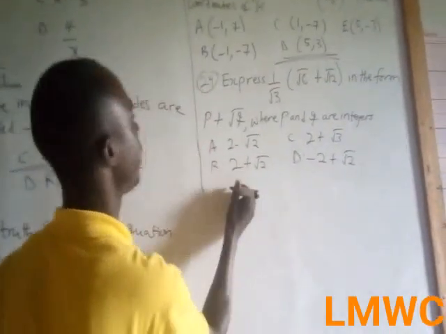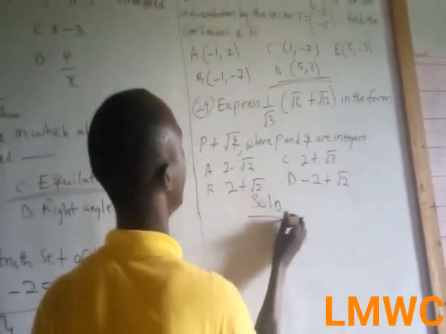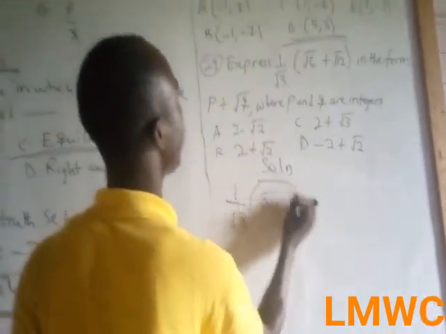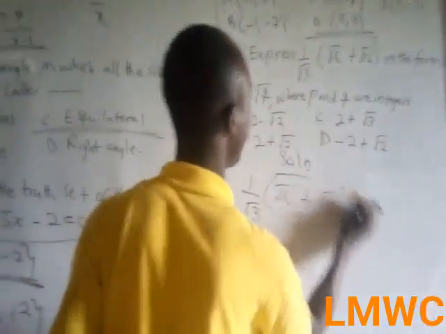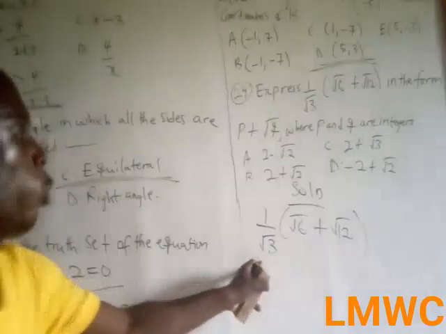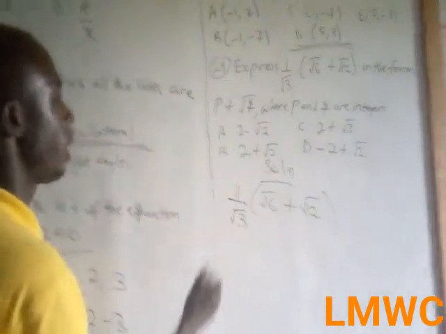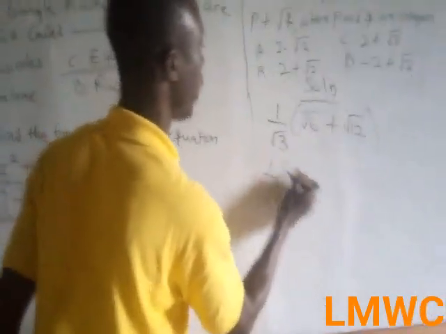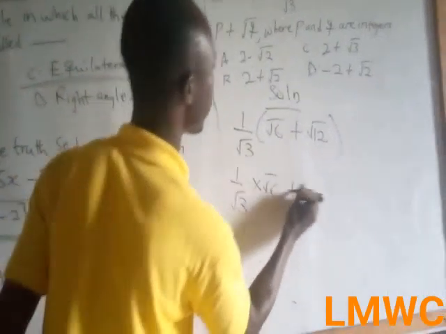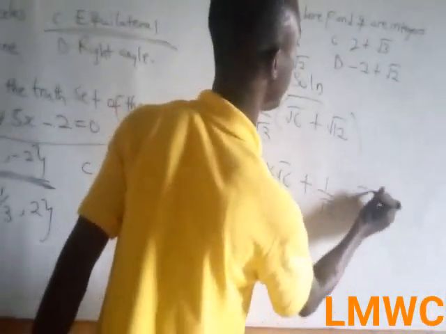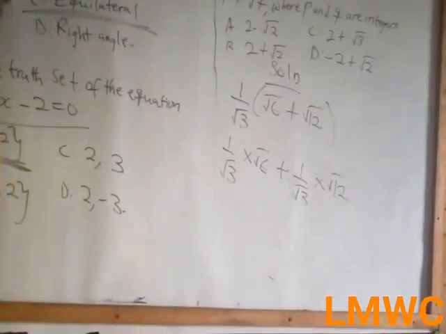Now, you have the question as the solution: 1 over root 3, root 6 plus root 12. So you multiply, you use this one to remove the bracket. It becomes 1 over root 3 times root 6 plus 1 over root 3 times root 12. We have now removed the bracket.